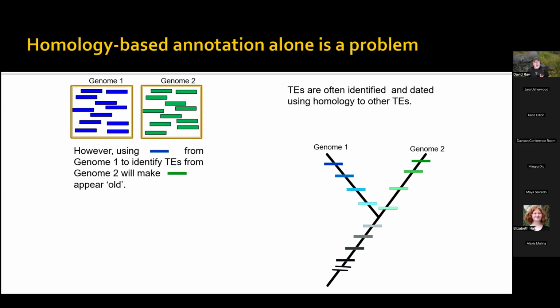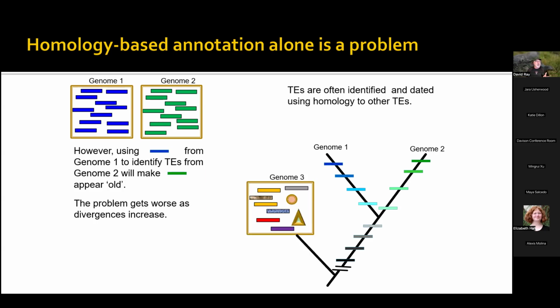And so they've accumulated their own set of characteristics over time. So if you try to characterize genome 2 using elements from genome 1, you're going to get an inaccurate picture. In other words, you're going to see the ones in genome 2 as being older than they actually are, because we have to deal with the fact that that divergence occurred some time ago. And that gets worse as you get older and older and farther down in the phylogeny. So it's really important to annotate these things properly.